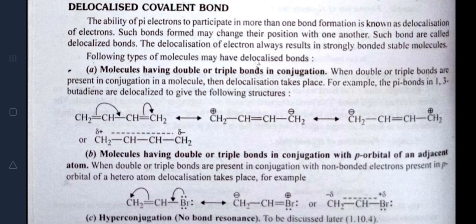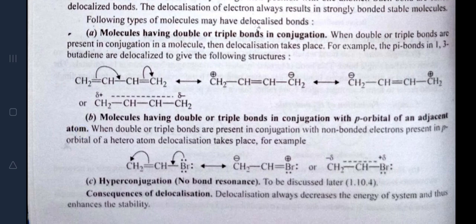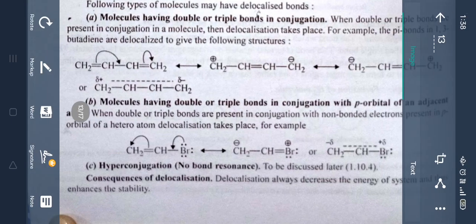When a molecule has a double or triple bond in conjugation with the pi bond of an adjacent atom, or when a double or triple bond is present in conjugation with non-bonded electrons present in a p orbital of a heteroatom, delocalization takes place. Hyperconjugation means no-bond resonance. Conjugation. The consequence of delocalization is always to decrease the energy of the system and enhance its stability. Thank you so much.